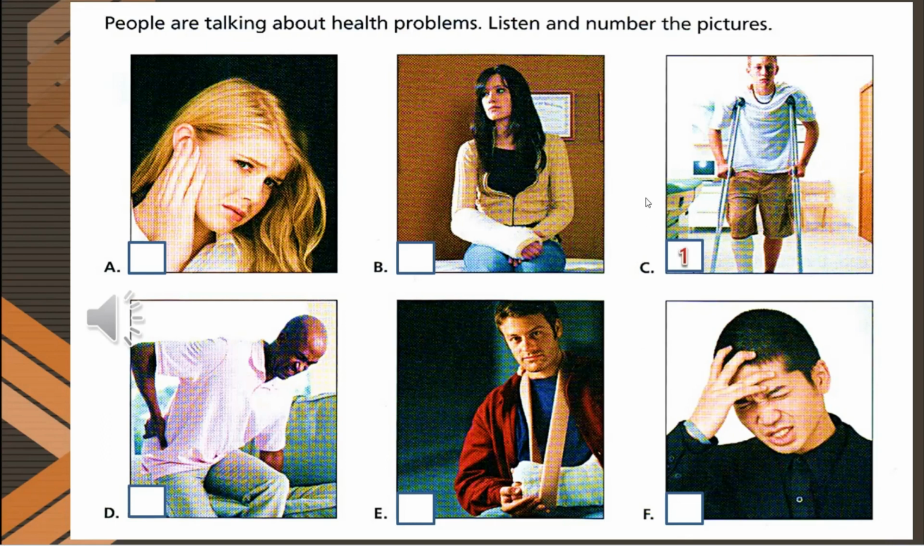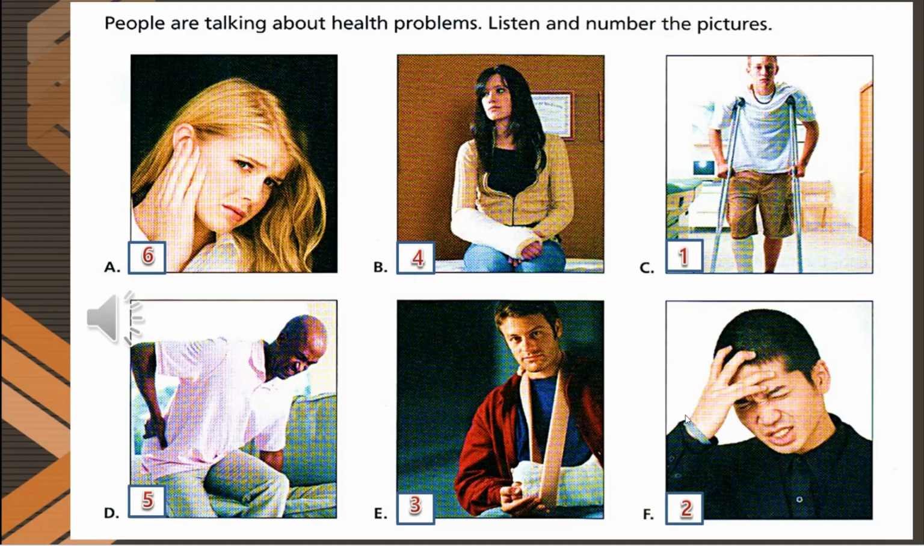And how about number 2? Number 2 will be a bad headache. And for number 3, this one, the arms. How about number 4? Number 4 is also arms. Number 5 is a backache. And the last is earache. These are the correct answers related to the first audio practice.